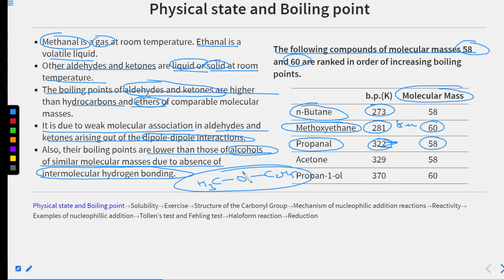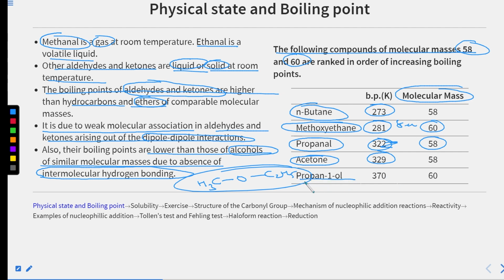Okay, clear? Next is our acetone. Now acetone has a greater boiling point as compared to your aldehyde. We will see to it why is it so. Okay, we'll see an illustration: how can we compare the molecular mass and boiling point of your aldehyde and ketone, and what is the reason this is high? We will see to that.